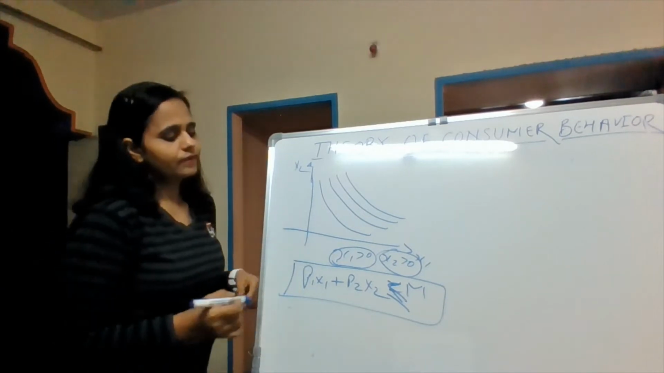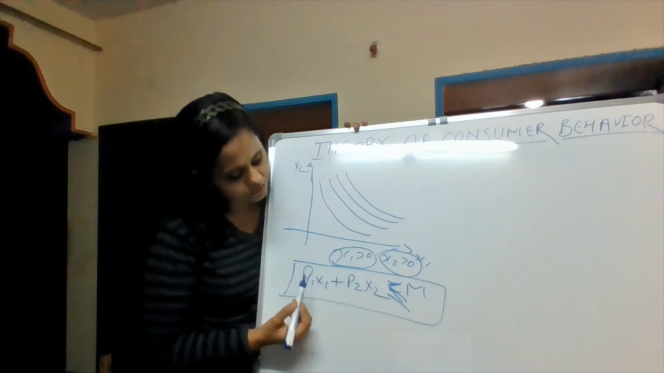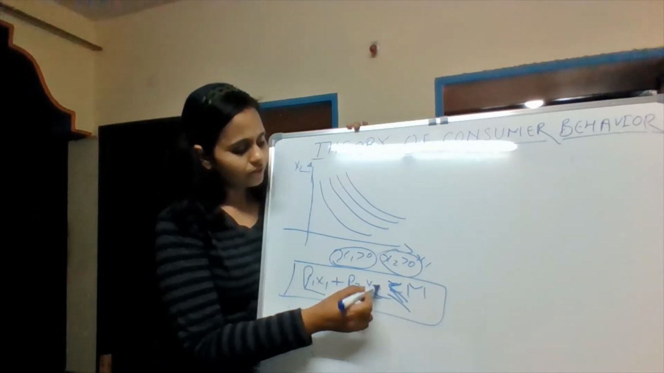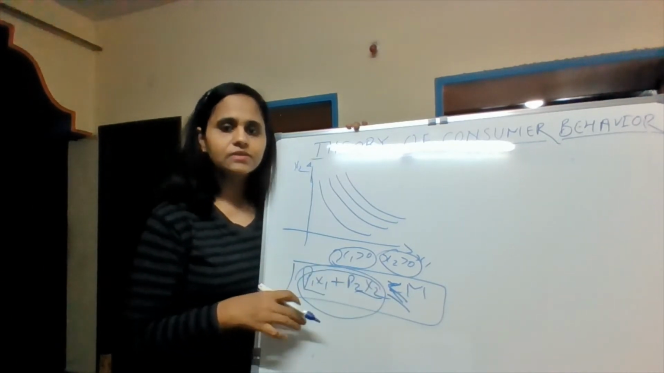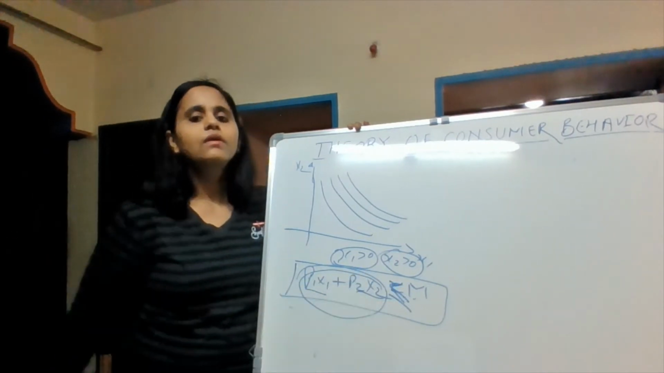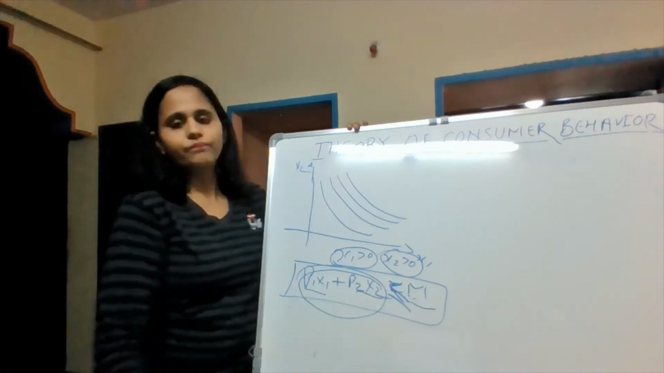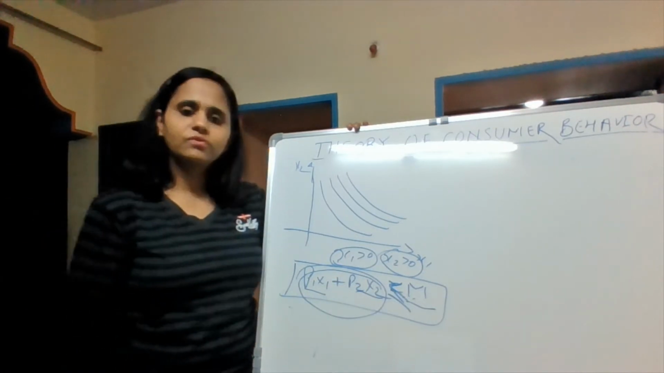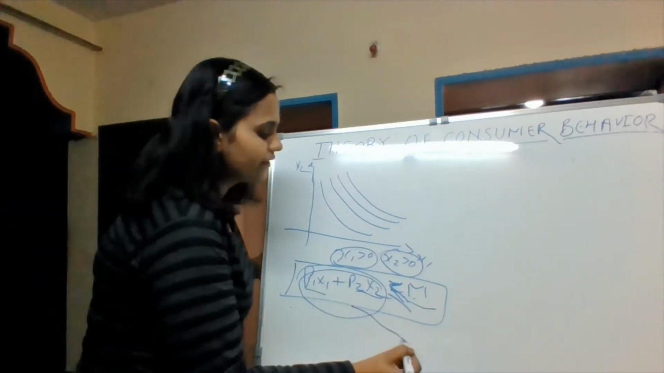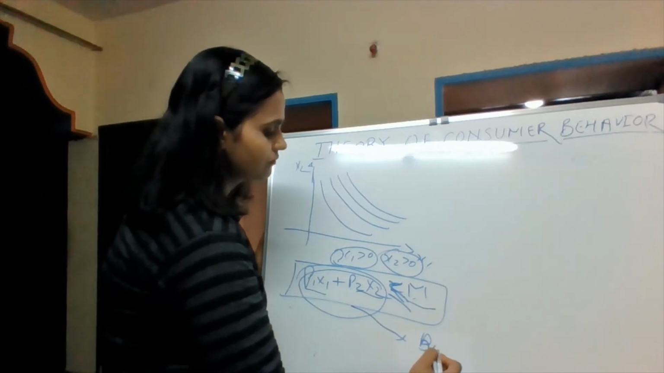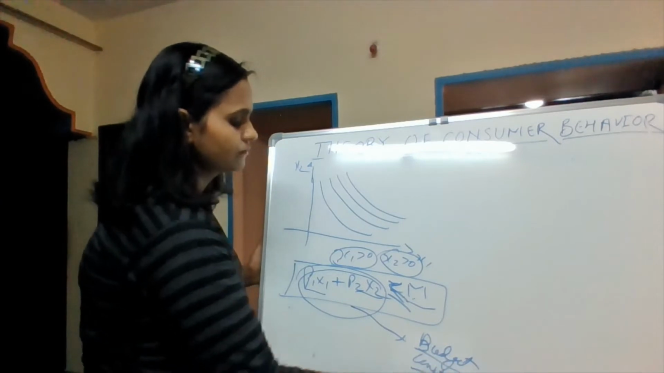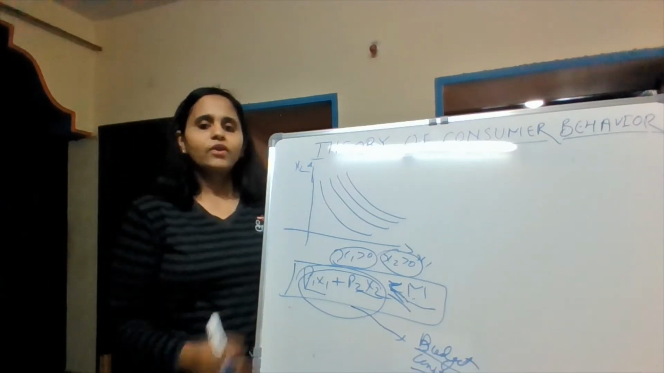Basically, if it's a two-goods world and you are only buying two goods, whatever quantity of good x1 and good x2 you buy, the total expenditure on x1 and x2 should be less than or equal to your income m. So either it should be less or it should be equal. That is your constraint, and this constraint is called your budget constraint.